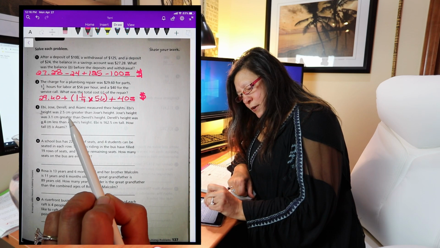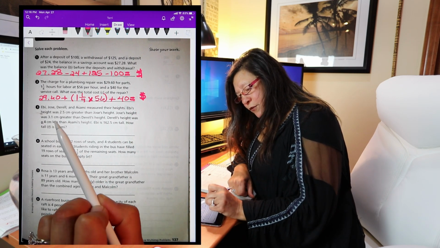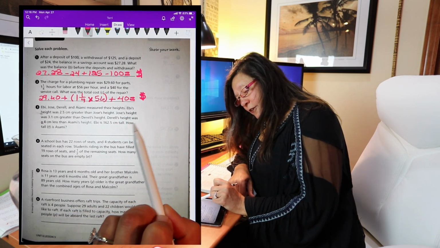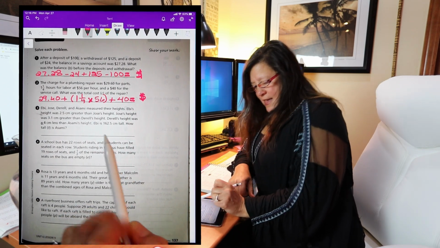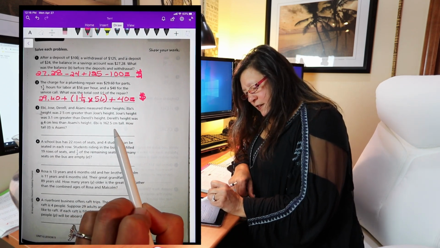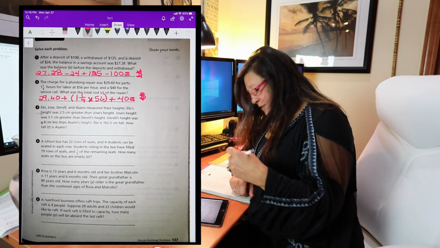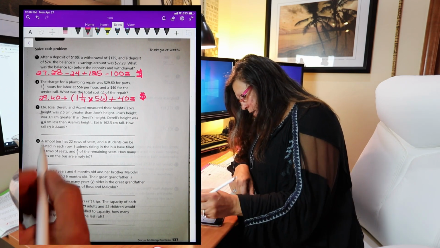Evie's height was 2.5 centimeters greater than Jose's height. Jose's height was 3.1 centimeters greater than Daryl's height, and Daryl's height was 0.4 centimeters less than Asami's height. Evie is 162.5 centimeters tall. How tall is Asami? So we have to work with the information we have and figure it out from there.